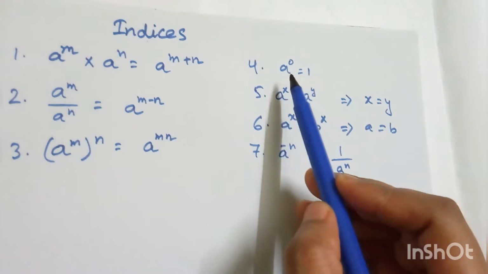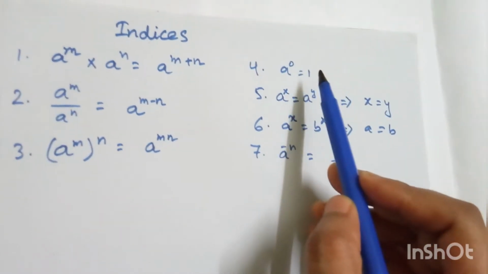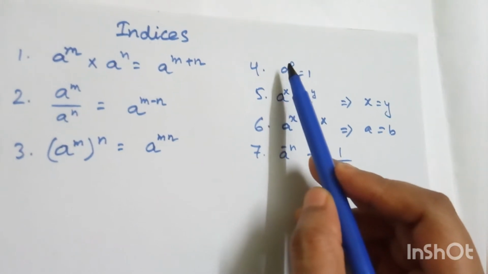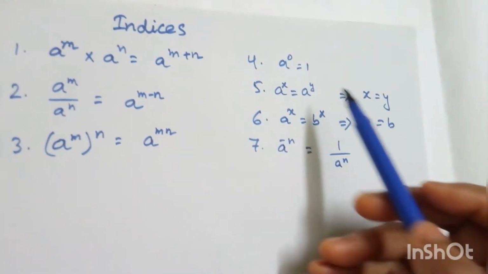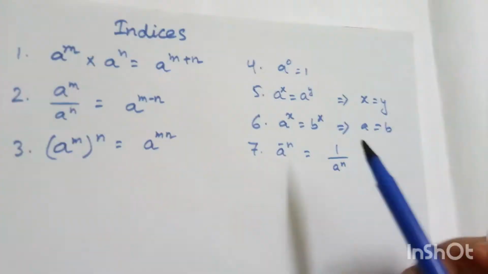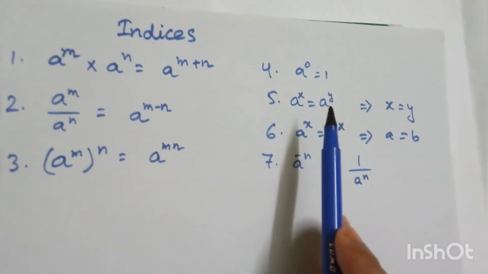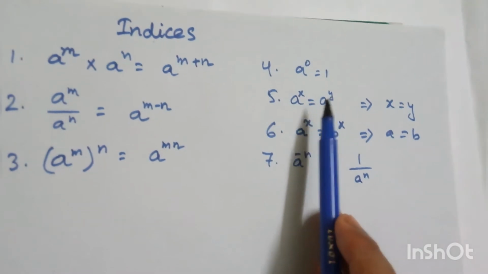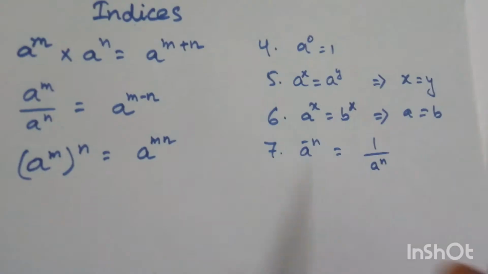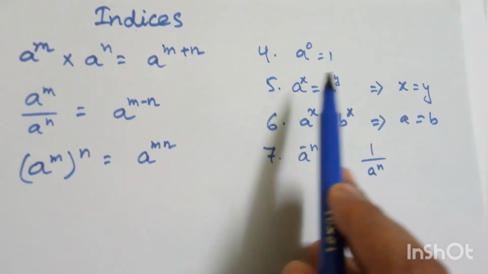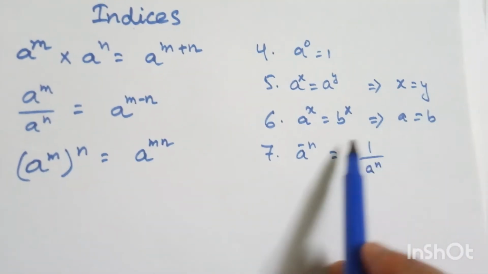Fourth is a to the power 0 is always 1. A to the power 0 means base with no power. It will always be 1. The fifth one is when a to the power x equals a to the power y, then x equals y. That means when the base is the same, the powers must be the same.